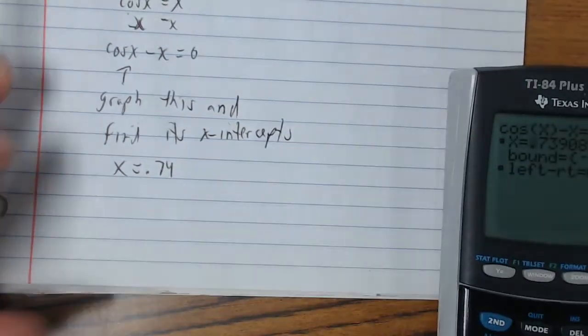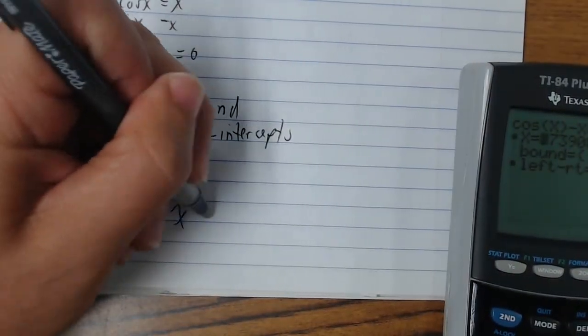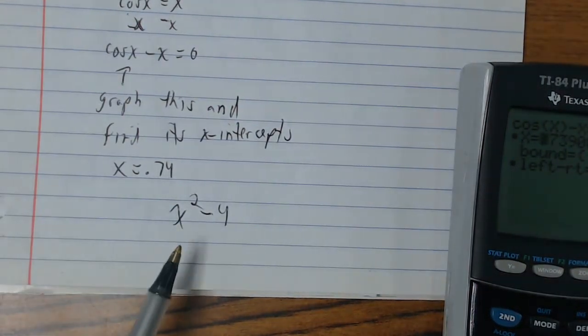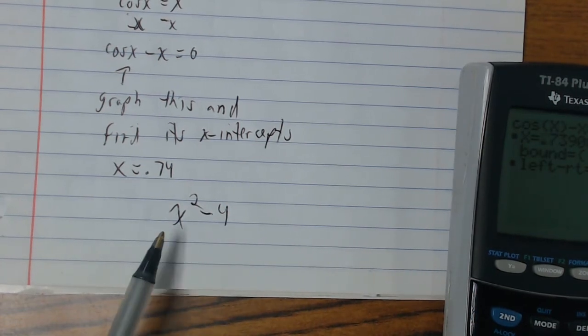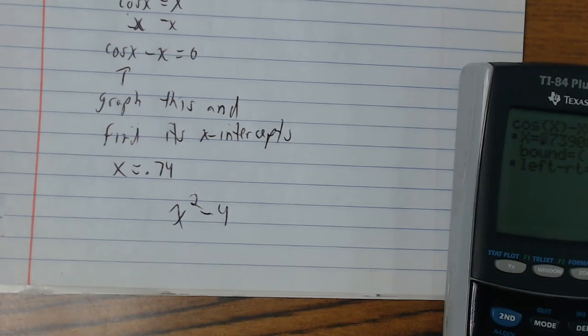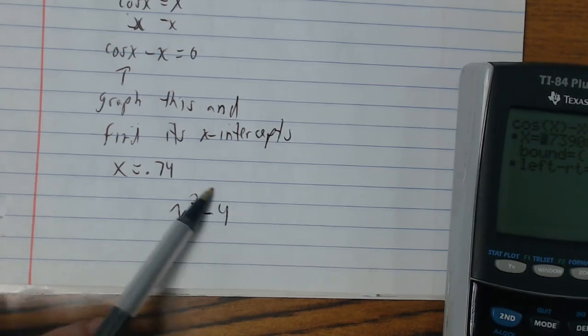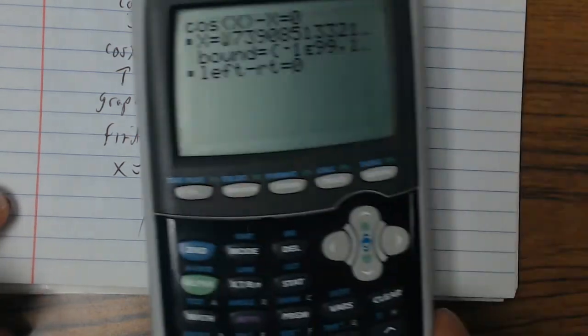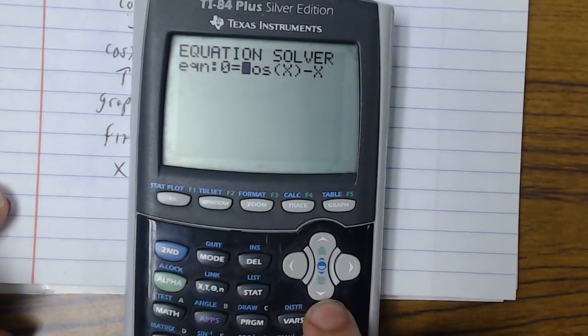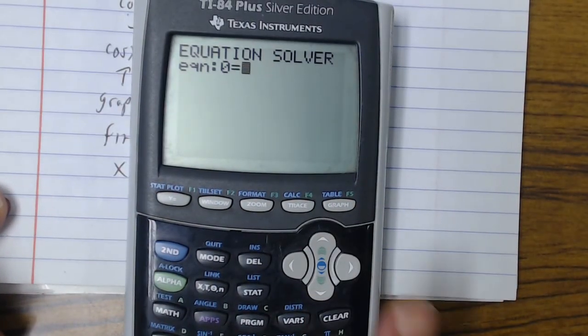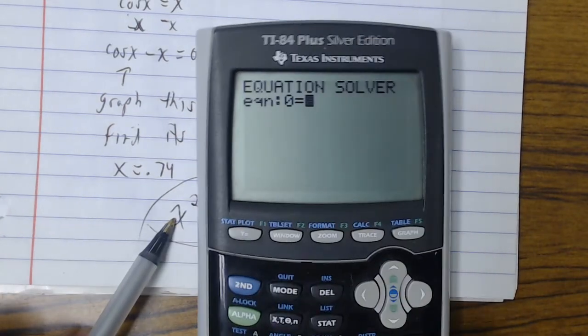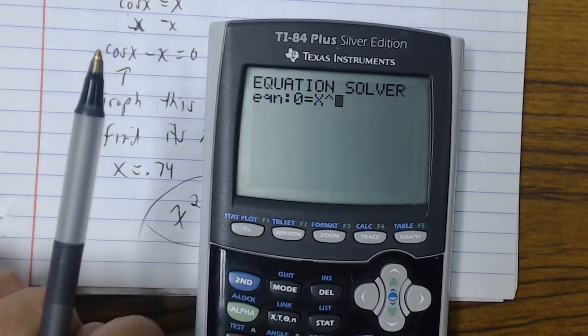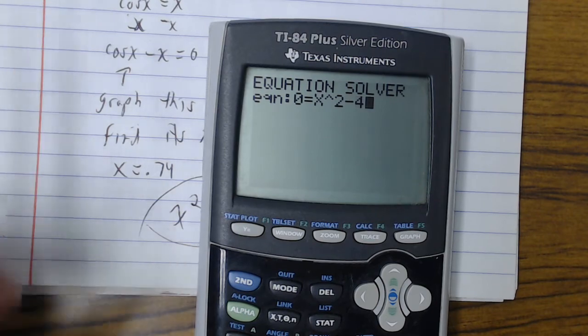An example I could give you is to take into consideration x squared minus 4. We know that this has 2 solutions, at 2 and -2. So we don't even need a calculator, but let's pretend that we were using one. If you were to graph it, you would easily see that this has 2 x-intercepts. However, if you were to use this feature, you'd come up here and change your equation to x squared minus 4, and you want to find out where x squared minus 4 is equal to 0.